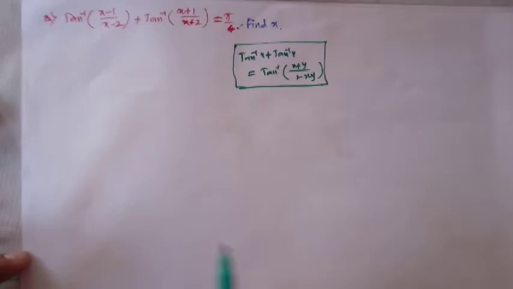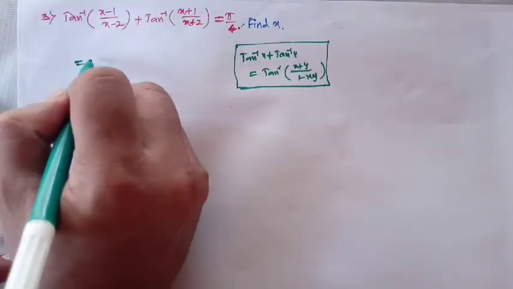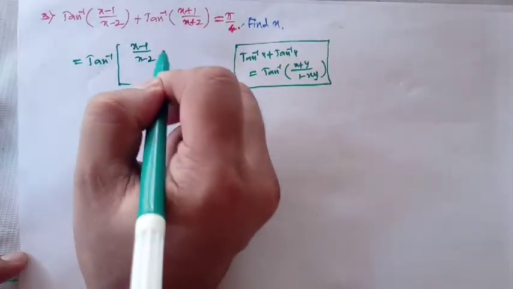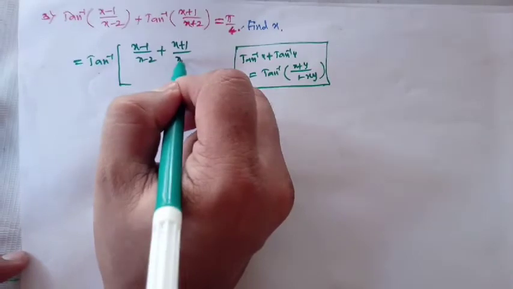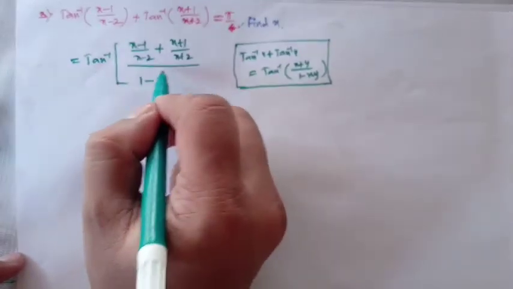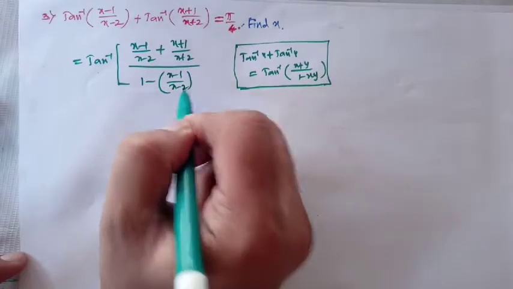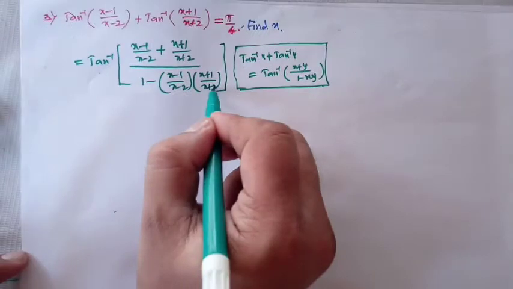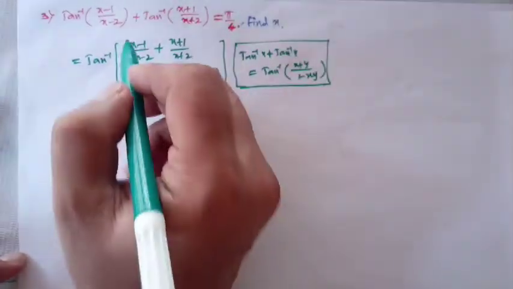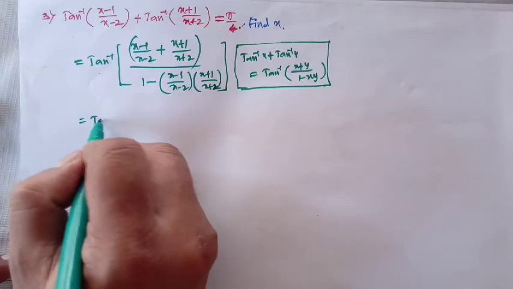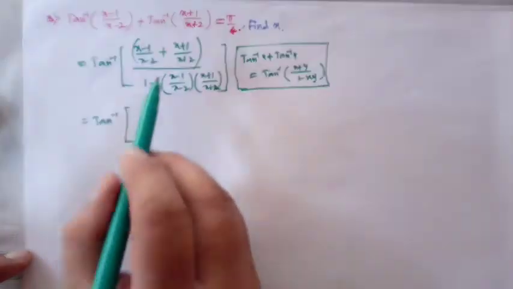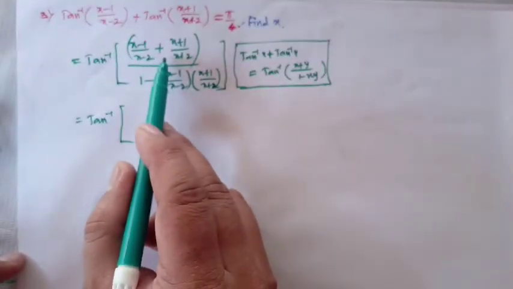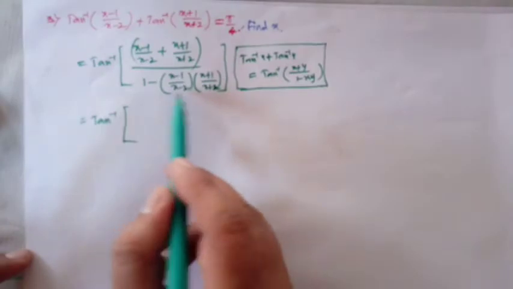So I'm writing directly this right side value. Tan inverse of (x minus 1 by x minus 2 plus x plus 1 by x plus 2) by (1 minus x minus 1 by x minus 2 times x plus 1 by x plus 2). Now see, tan inverse of what will come in the numerator part. This (x minus 2)(x plus 2) will come as the LCM. So this particular x minus 2 into x plus 2 can be cancelled from here.